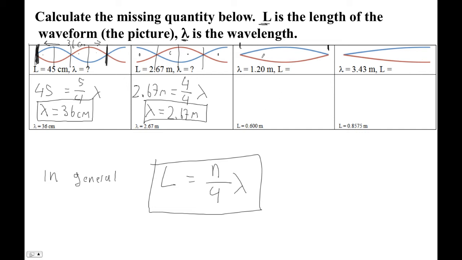Okay, so now these are different. I'm telling you that this wave is 1.2 meters long. How long is this pipe? Or how long is this string in this case, maybe? So we want to find L. We're doing the same thing, right? So L is what we don't know. We don't know this length. That's L. So L is how many quarters? 1, 2 quarters, right? Times the lambda, which is 1.2, right?